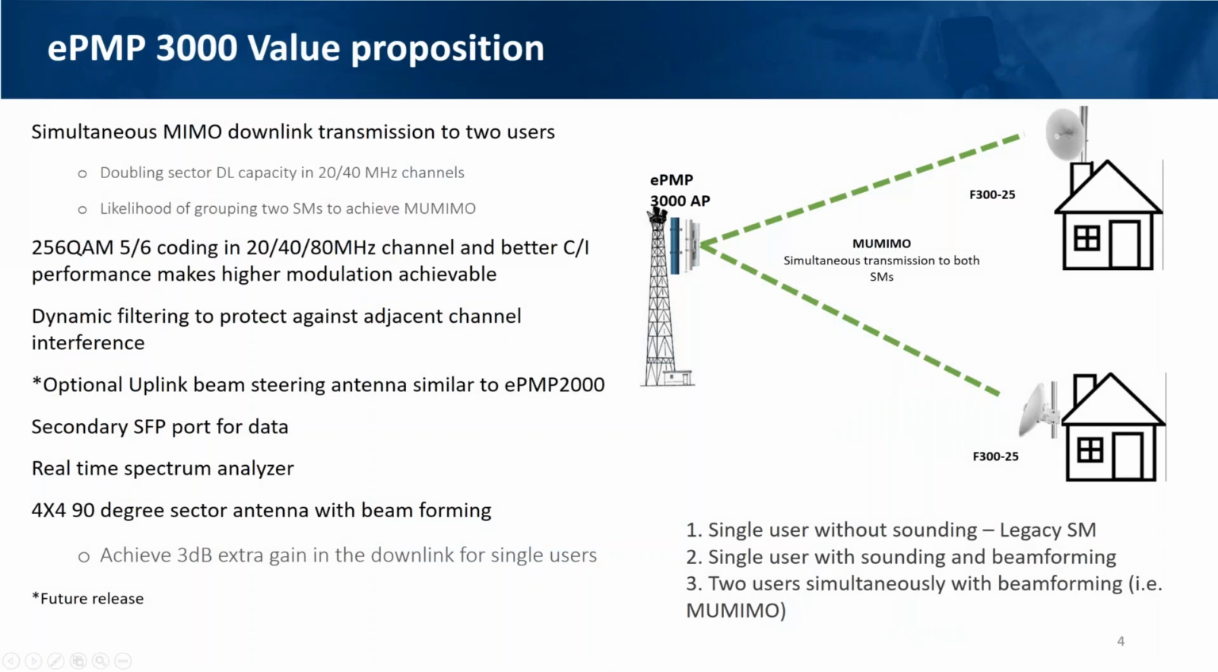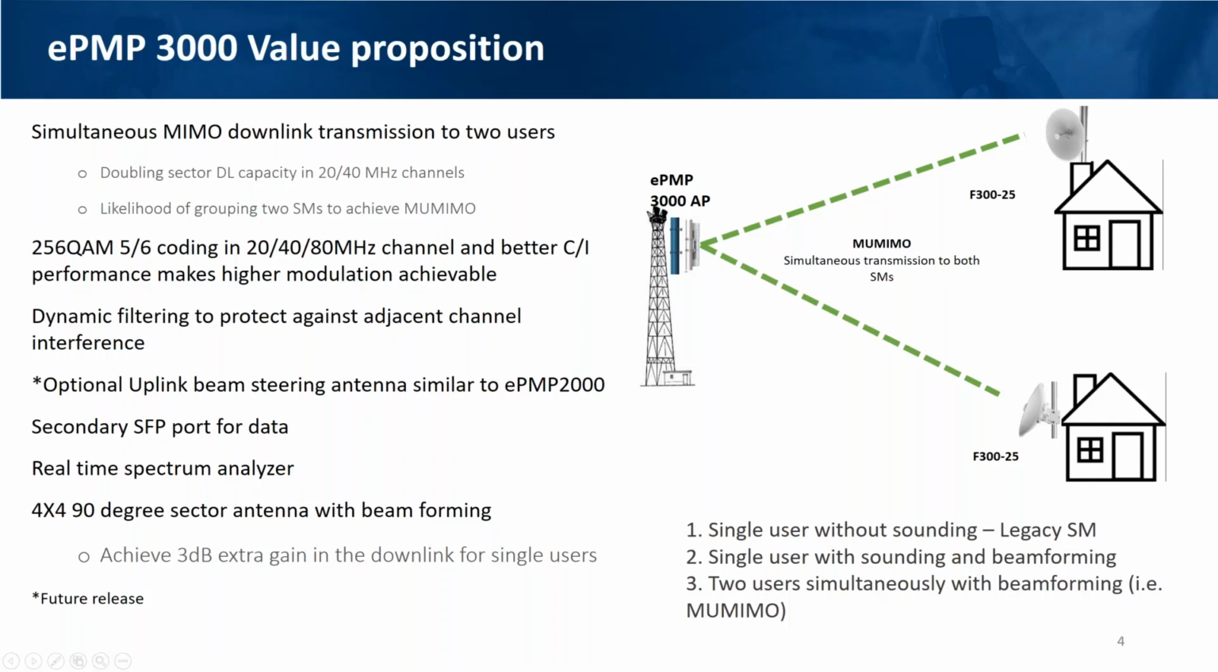What you see in this slide is essentially the 3000 AP and a couple of Force 300-25s, we'll call it F25 for now. The foundation here is that in a legacy situation, you're really just talking to 1 subscriber at any given time. And here you are able to pick out a couple of subscribers based on traffic profile and things like channel condition, sounding, and groupability. We're able to do 2 subscriber transmission at the same time. So fundamentally, you have the potential to double the sector capacity.